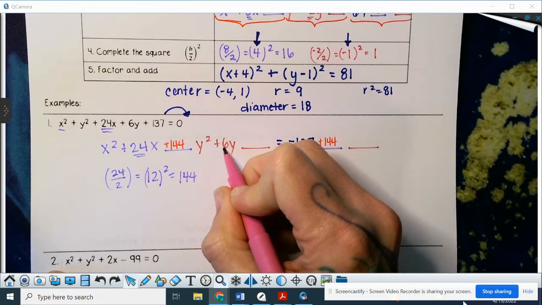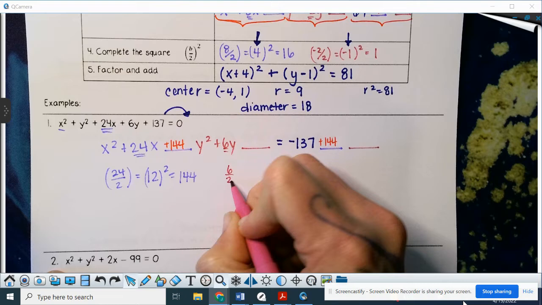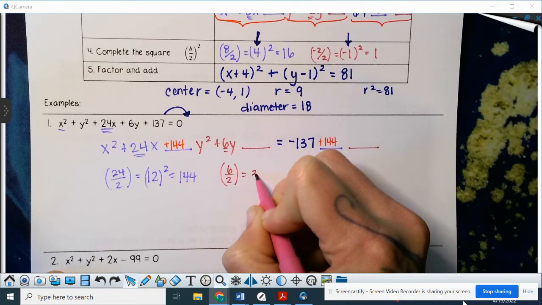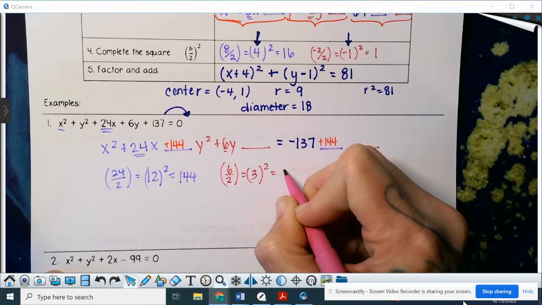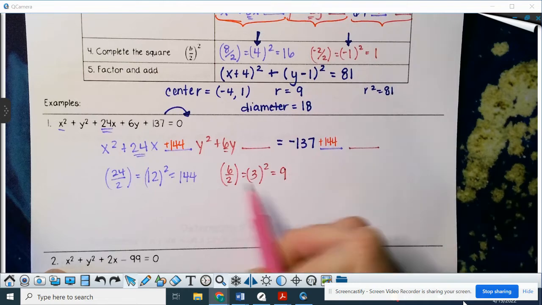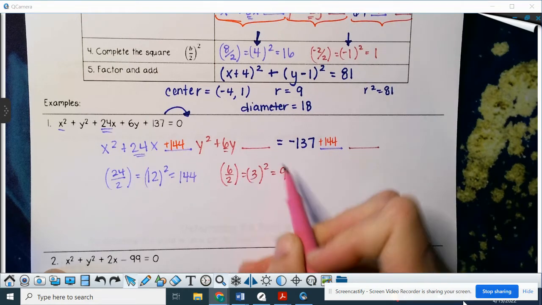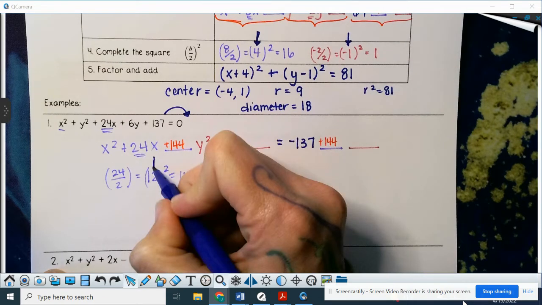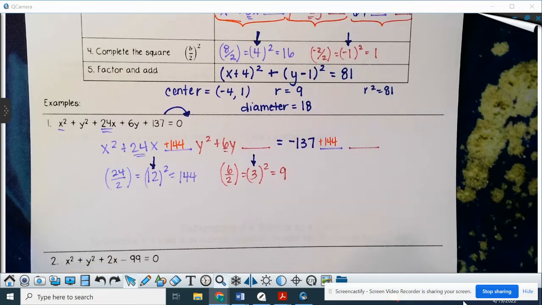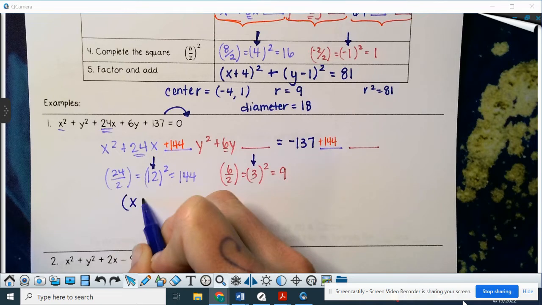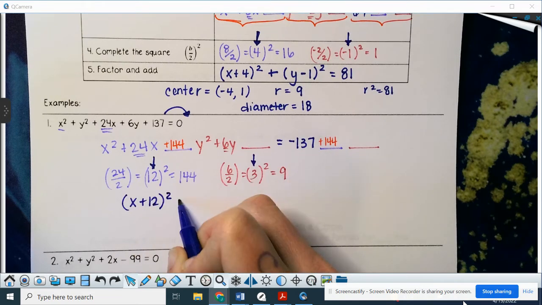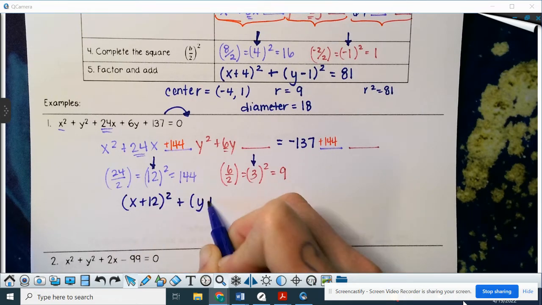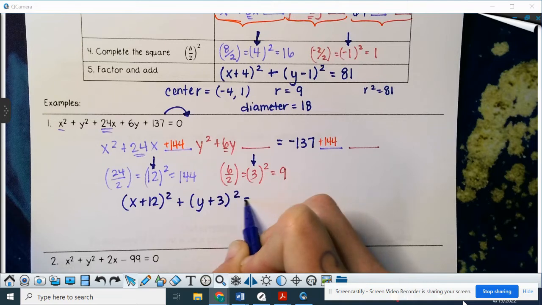So 6 divided by 2, b value divided by 2 gives me 3. Then we square it, it is 9. And the reason I write this out instead of just 6 divided by 2 squared equals 9 is because remember our cheat that I showed you just above? I want to see this number because it keeps me from having to factor. And most of us are not super strong at factoring. So taking that second to write that down, I already know now that this is x plus 12 squared plus y plus 3 squared equals, and oops, I jumped ahead.